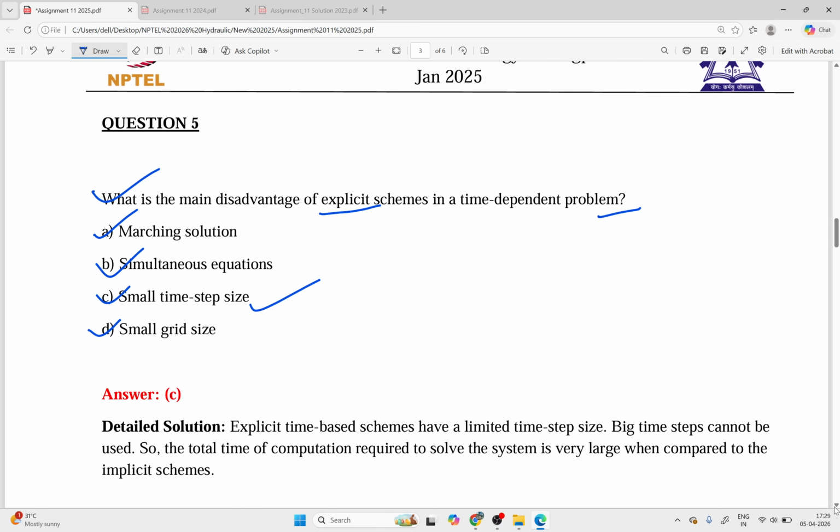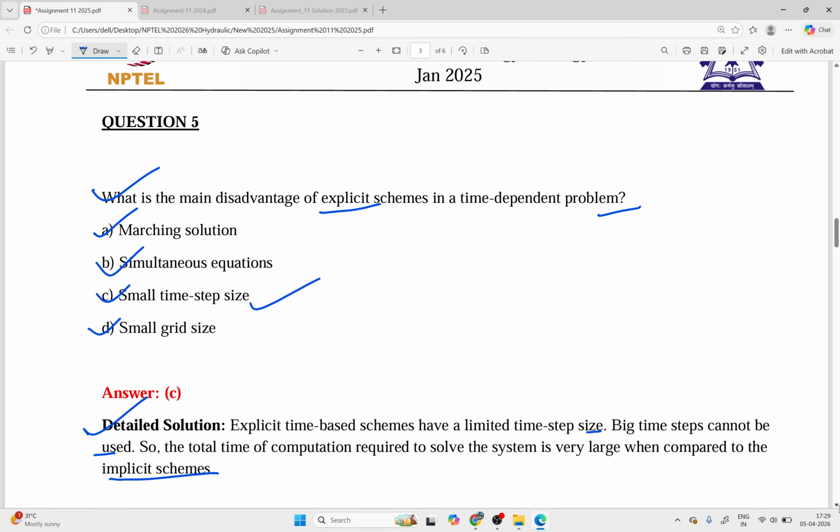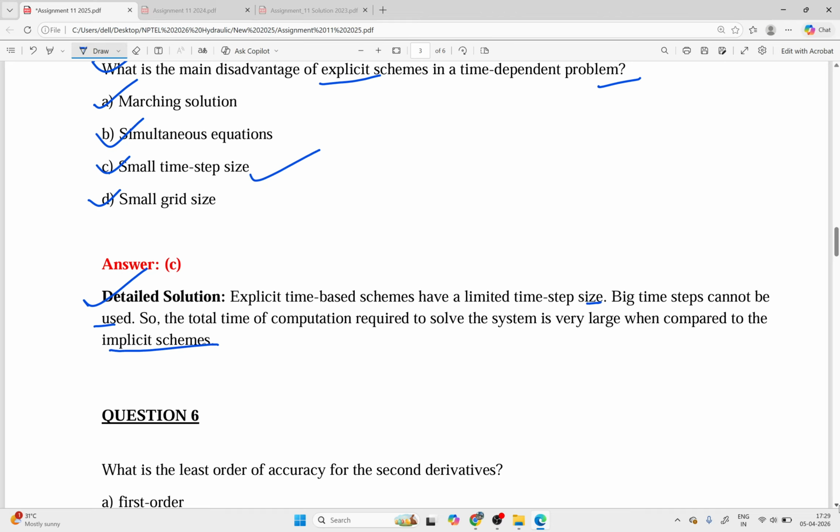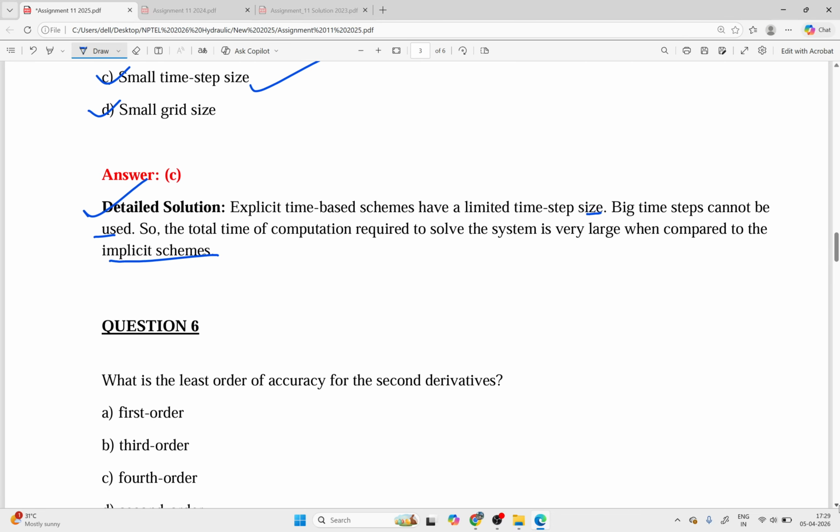Let me read the detailed solution. Explicit time based schemes have a limited time step size. A big time step cannot be used. So the total time of computation required to solve the scheme is very large when compared to the implicit schemes. Remember, these are the fundamentals. Now let us move on to question number 6.